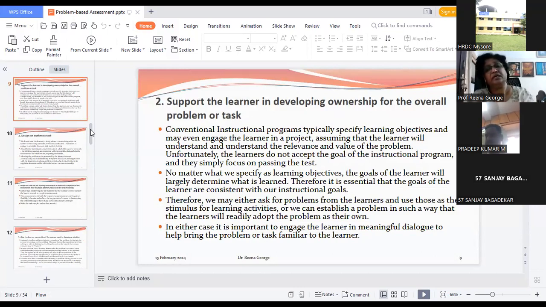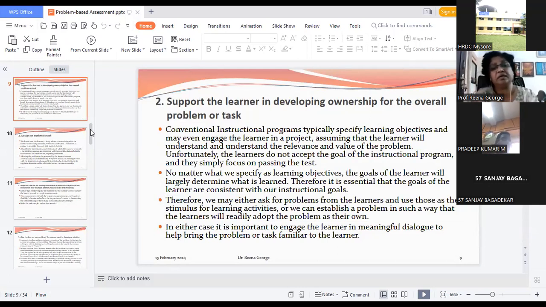Unfortunately, the learners do not even accept the goal of the instructional program, or they simply focus on passing the test. What they aim is getting some marks, passing the examination, going to the next grade. They are not even bothered about the instructional program or the goals or instructional objectives or specific objectives that the teacher has set in their lesson plan. So this is the plight of a conventional instructional program.